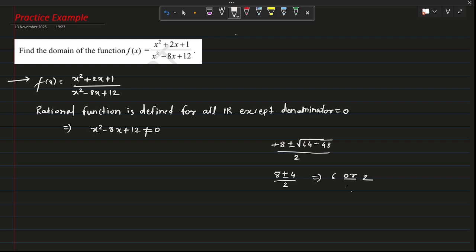If we substitute x = 6, then it is again 0. Now we don't want these numbers, that is, x must be not equal to 6 and x must be not equal to 2. This implies the domain of this function is R minus {6, 2}. If we remove these two elements from the set of real numbers, that will be the domain of this function.